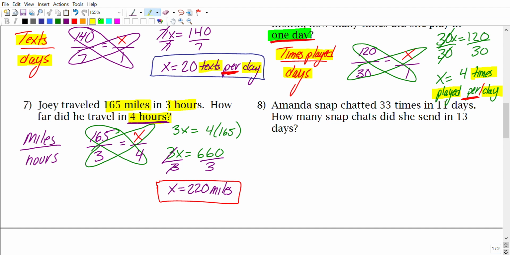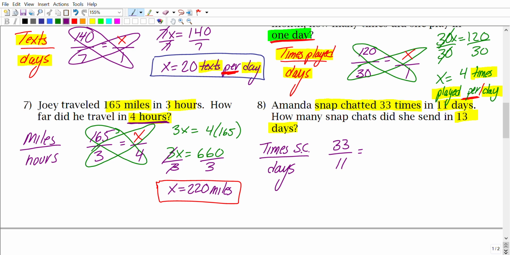Let's see what we got. Amanda Snapchatted 33 times, so Snapchatted 33 times in 11 days. How many Snapchats did she send in 13 days? So once again, what two things are we comparing? We're comparing times Snapchatted, so I'm going to do SC, over the amount of days. Okay, so it was 33 times Snapchatted in 11 days.